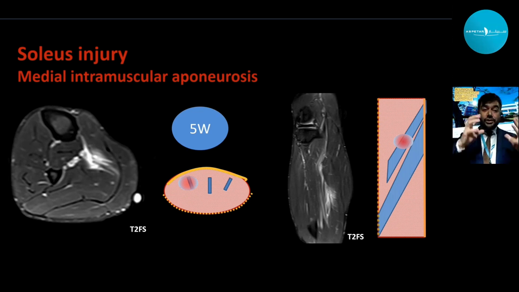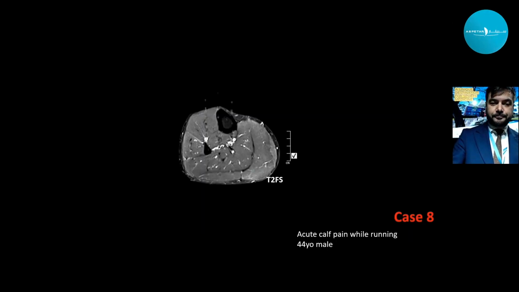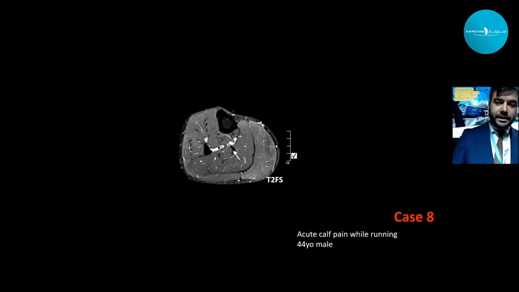So this is a soleus injury with a muscle strain that affects the medial intramuscular aponeurosis. Okay, so we can more or less guess that there is a return to play of around 5 weeks. Another case, 44-year-old male with acute pain while running.